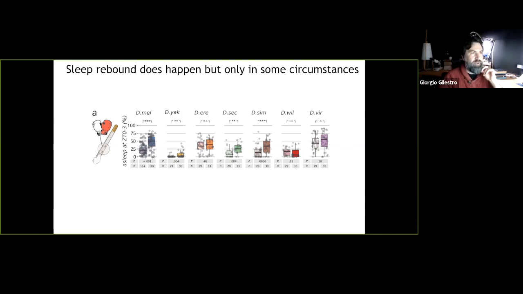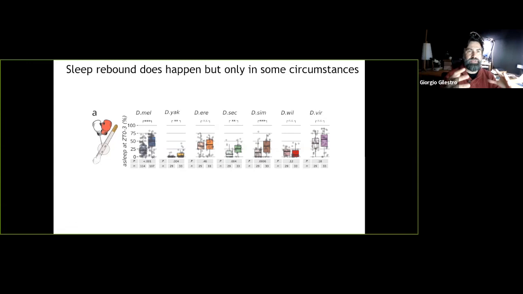So with Yacuba, with Seychellia, with Simulans, we do see rebound after this type of sleep deprivation. We still do not see rebound in Erecta, in Willistonia and Virilis. So not all species show rebound after social sleep deprivation, but some do. So that tells you that probably what's happening is that homeostasis is a component that is common to most species, but is triggered by different natural or ecological stimuli.